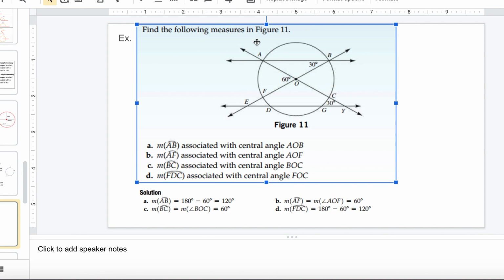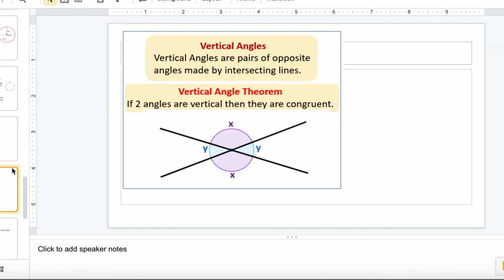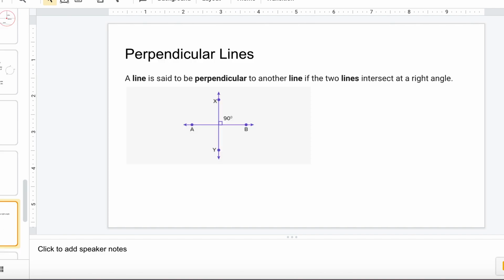So we just talked about the vertical angles, right? Vertical angles are the pairs of opposite angles made by intersecting lines. The vertical angle theorem: two vertical angles are congruent. This and that are congruent, this and that are congruent, and I just proved it in the previous example.